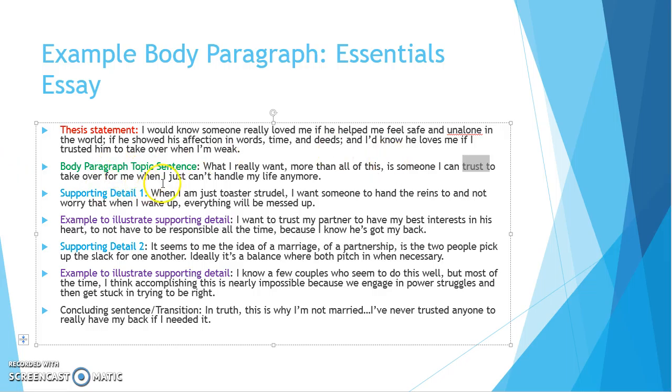Now to support this topic sentence, I have: when I'm just toast, I want someone to hand the reins to and not worry that when I wake up, everything will be messed up. Now I need an example because as a reader, you might not know what that means. My example is, I want to trust my partner to have my best interests in his heart, to not have to be responsible all the time because I know he's got my back. So that gives an example of being able to hand over the reins and not worry when I wake up that everything's going to be messed up. I know that it won't be messed up because he's got my back.